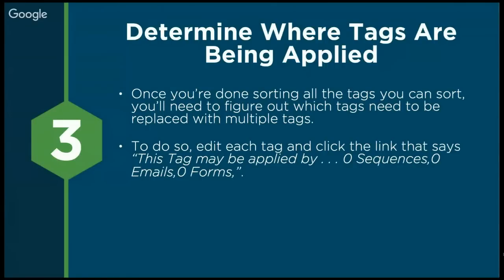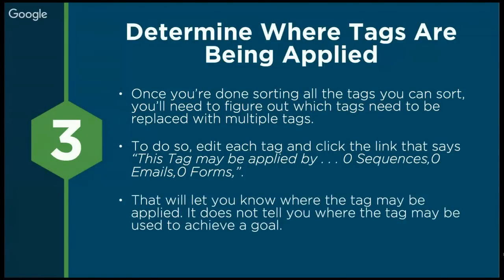But if it is, then click on it and figure out where it's being applied so that you can name the tag accordingly. Or if you realize now, okay, this tag has more than one function, you need to create a new tag so that you can separate those functions. That will let you know where the tag may be applied. Problem is, it does not tell you where the tag may be used to achieve a goal.